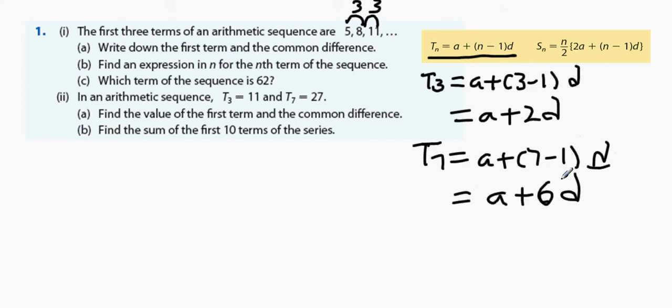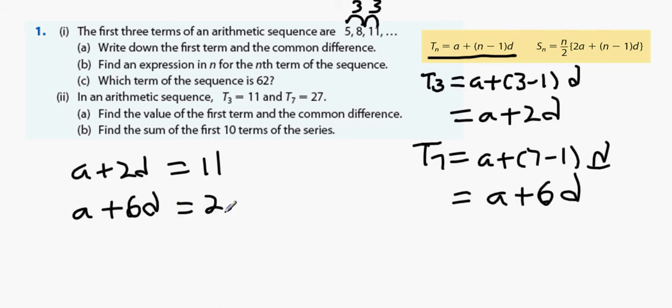Now, what we have here is a plus 2d equals 11, and a plus 6d equals 27. We have a simultaneous equation. In order to solve it, we need to make one of them negative so that we get rid of the a's to start off. We need to find the value of the first term and the value of the common difference, so we need to find a and d. I'm going to find out what d is first.